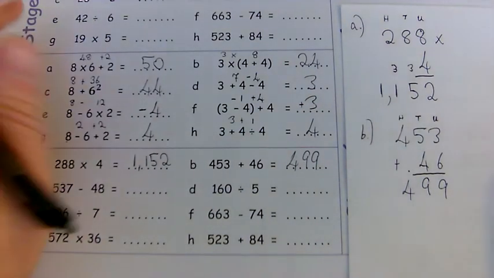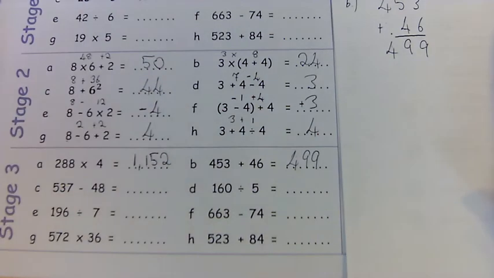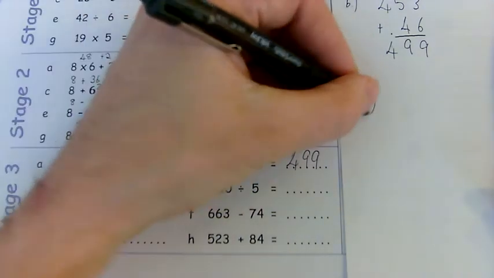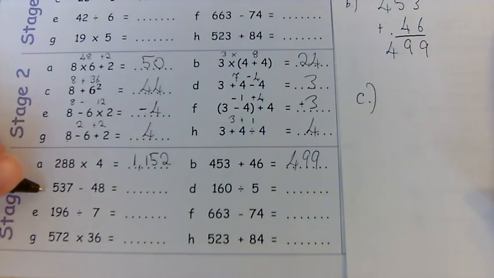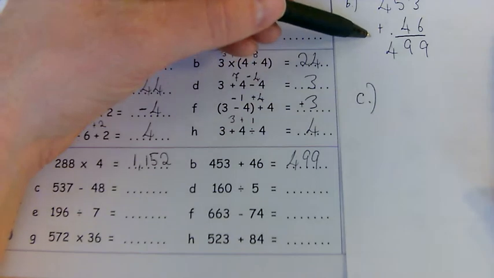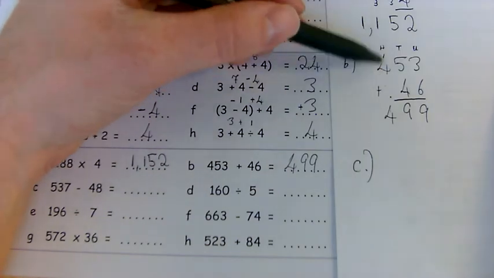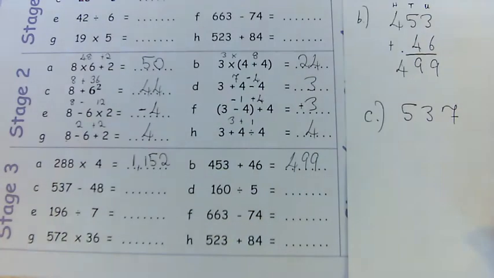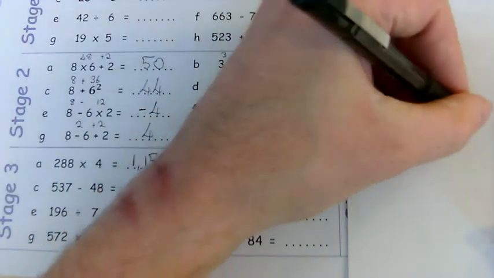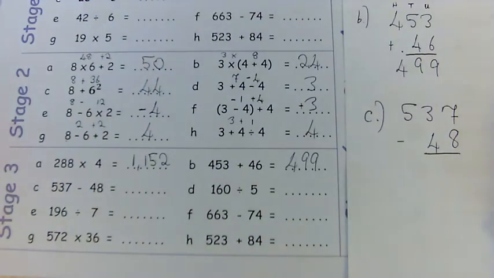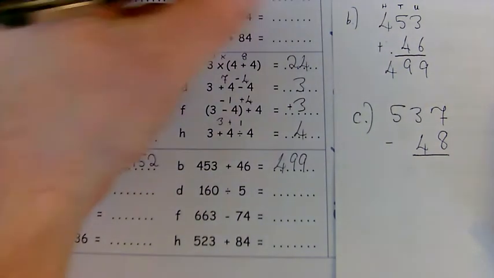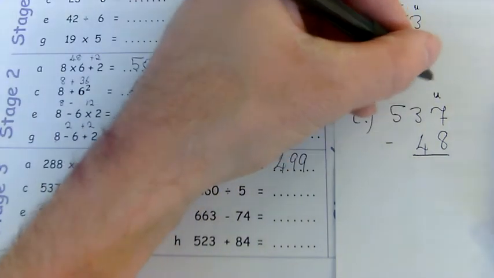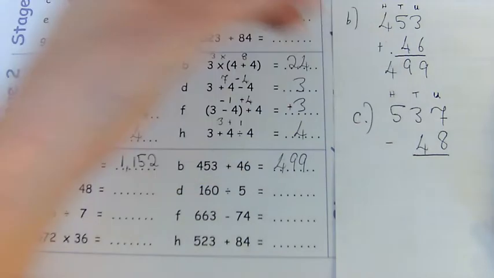For question C. Again, with subtraction, you do have to keep the bigger number on top this time. So it's a good habit on the previous ones that we did put the bigger numbers on top. 537, and we're taking away from that 48. They are arranged in columns, so it's still units, tens and hundreds.